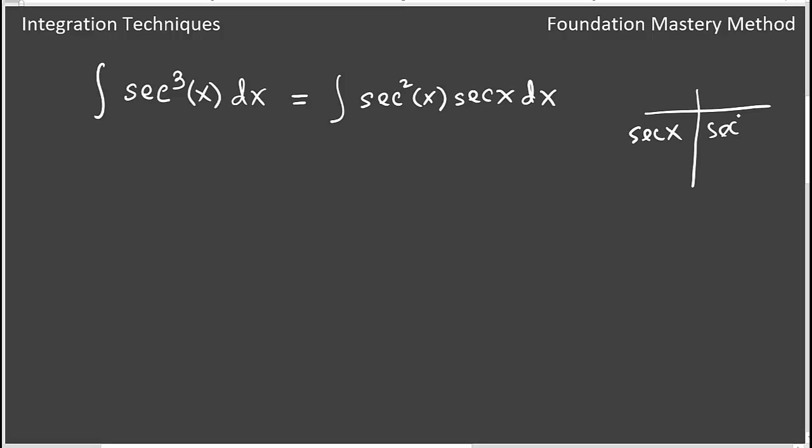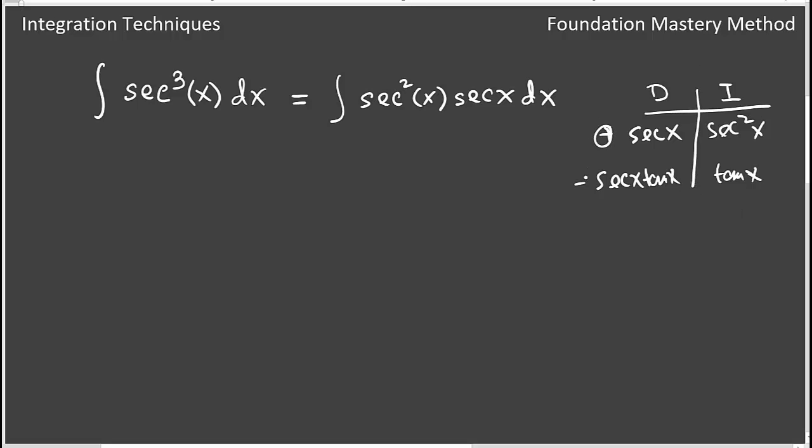and then secant squared x. This part is for the derivative and the other side is for the integral. So the derivative of secant x is secant x tan x, and the integral of secant squared x is tan x. Now we know that taking further derivatives and integrals will make it more complicated, so we stop here.